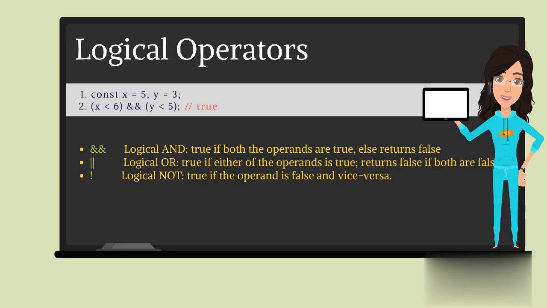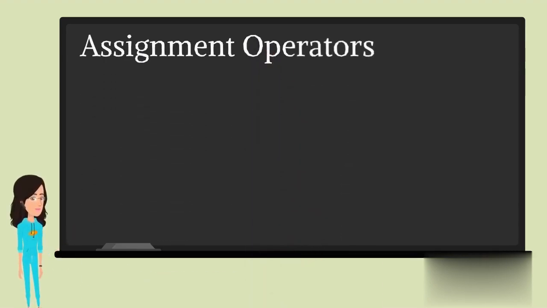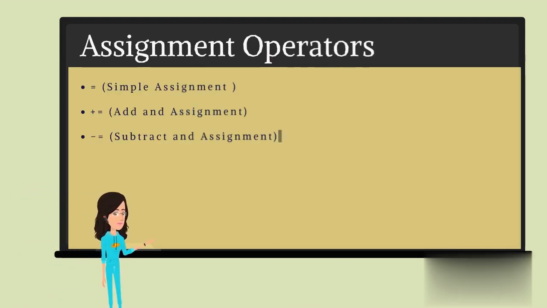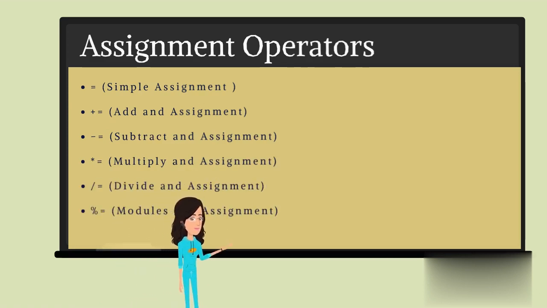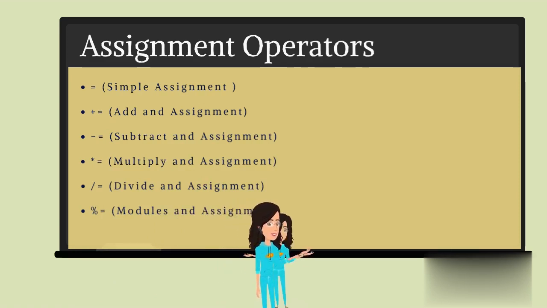The next is the assignment operator, which is used to assign values to JavaScript variables. JavaScript includes assignment operators to assign values to variables with fewer keystrokes. Assignment operators are shown on the screen.